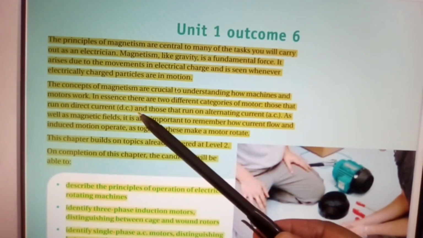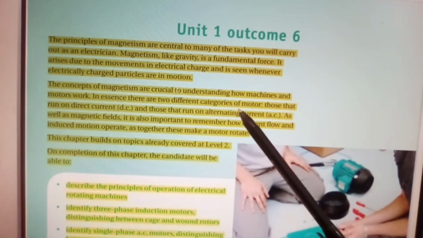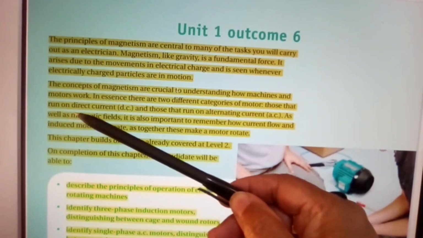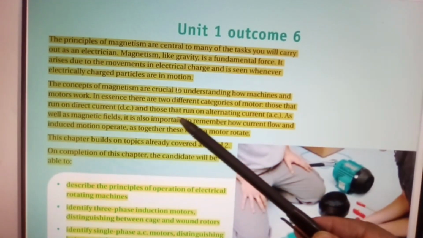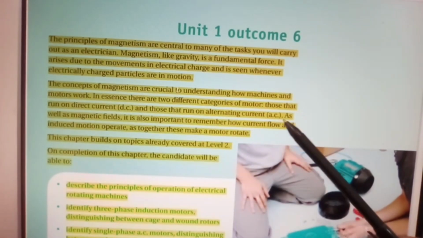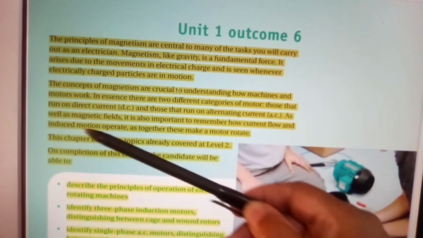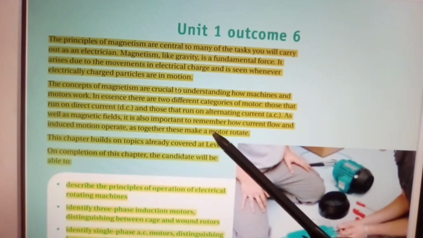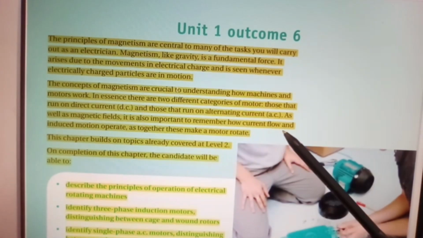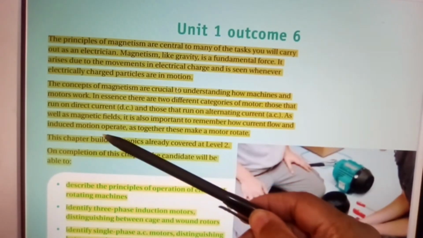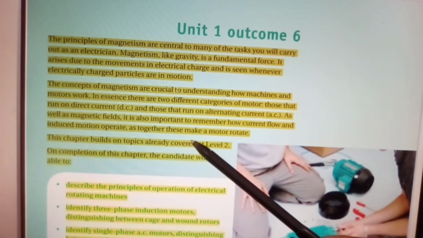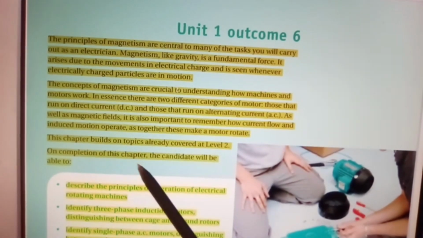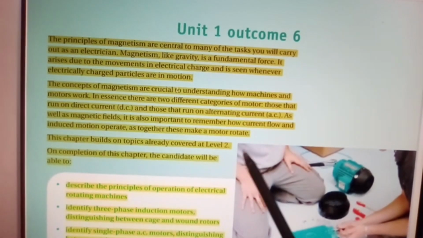In essence, there are two different categories of motor: those that run on direct current, DC, and those that run on alternating current, AC, as well as magnetic fields. It is also important to remember how current flow and induced motion operate, as together these make a motor rotate. This chapter builds on topics we already covered at level 2.